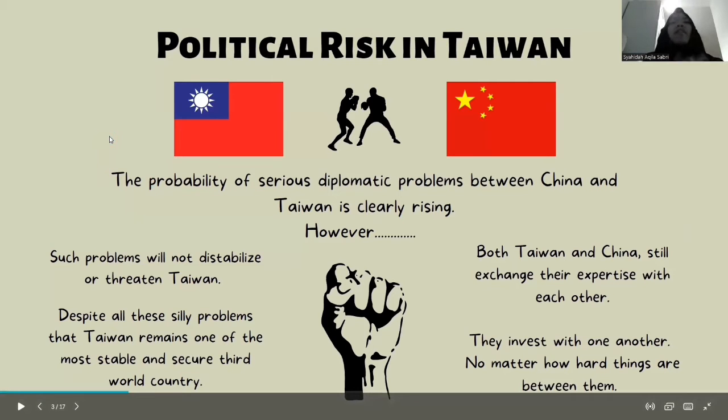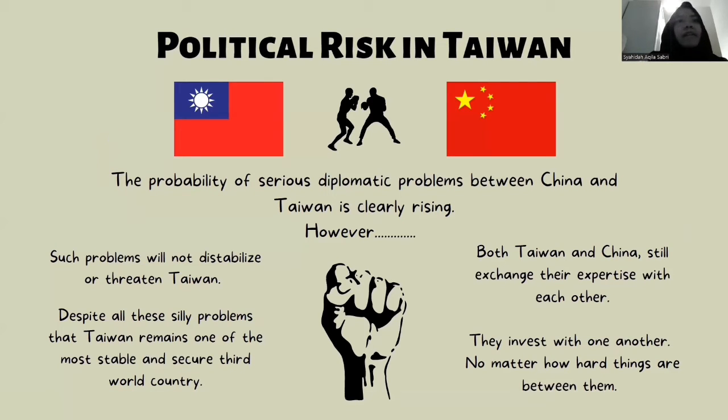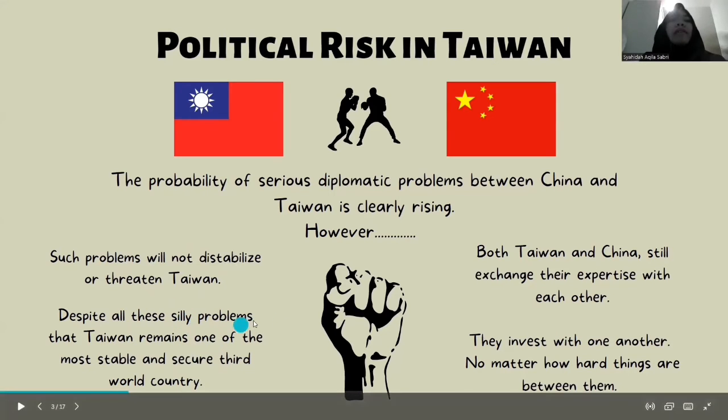In the past there was conflict between Taiwan and China. So the probability of serious diplomatic problems between China and Taiwan is clearly rising. However, although there is political risk, such problems will not destabilize or threaten Taiwan. This does not threaten it, and has no effect on Taiwan. And despite all these problems, Taiwan remains one of the most stable and secure third world countries.